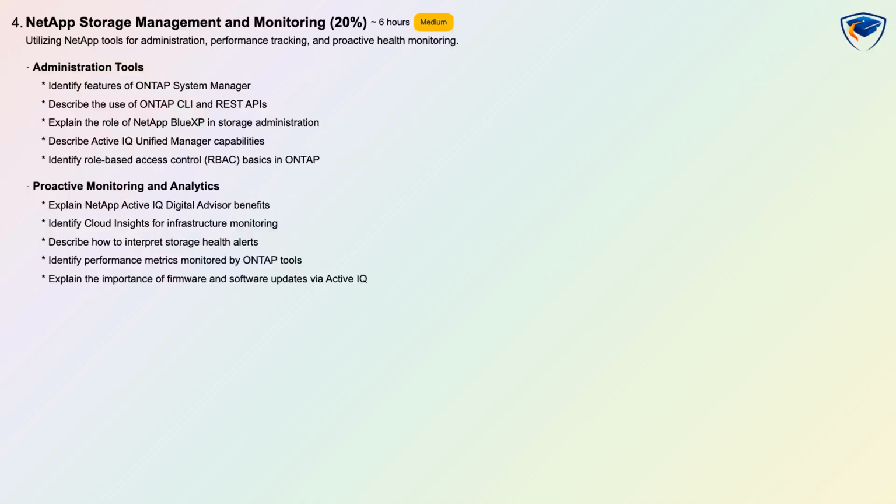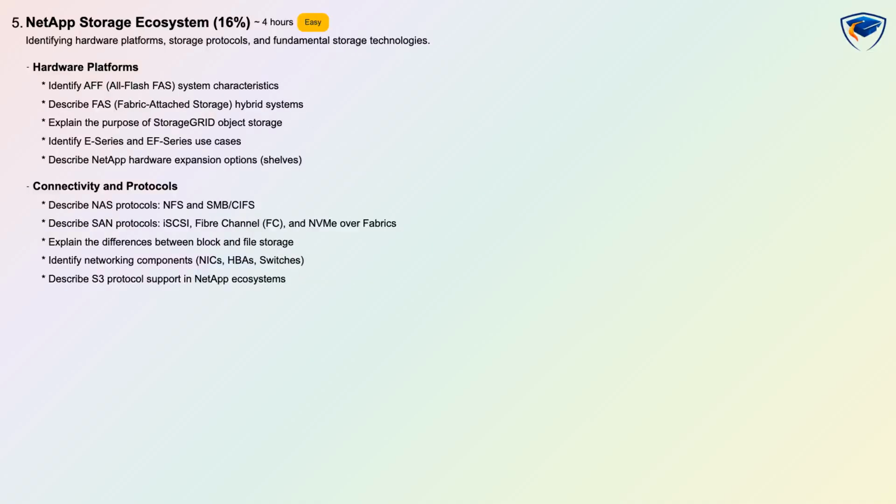ONTAP. NetApp Storage Ecosystem is 16% of the exam, rated easy with about 4 hours of study and a mix of conceptual and scenario-based questions on platforms and protocols. You will identify hardware platforms and characteristics such as AFF all-flash systems and FAS hybrid systems, StorageGRID object storage purposes, and E-Series and F-Series use cases as well as expansion options like shelves.